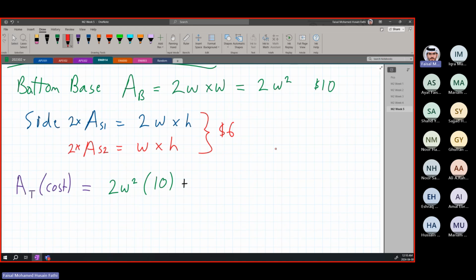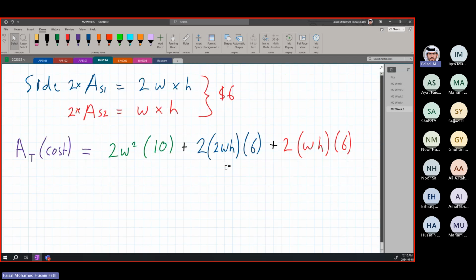So we will have for the first one 2 times 2WH times how much? $6, plus 2 times WH times $6. Okay. So this is the cost of the total area. We're just looking at the cost of the total area.